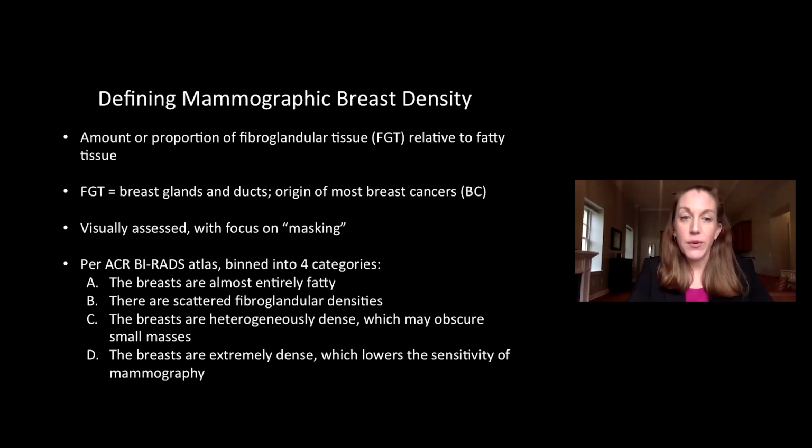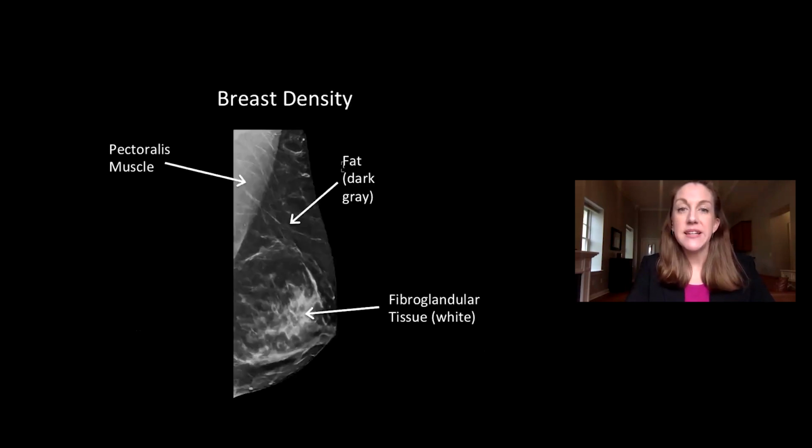Per the American College of Radiology, it is broken into 4 categories from A, with the least amount of that fibroglandular tissue, fatty category, through B, which is scattered, C, heterogeneously dense, and D, extremely dense. So today when I say dense tissue, I'm binning group C and D to include heterogeneously dense and extremely dense tissue.